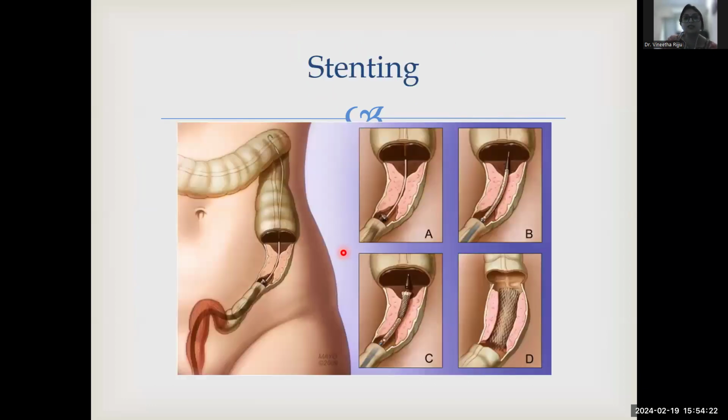So this is just a diagrammatic representation showing how a stent can be helpful in case of an intestinal obstruction. That stent is just being placed like that and then it is expanded. So you can see when the stent expands, there is a lumen that is opening up or created.